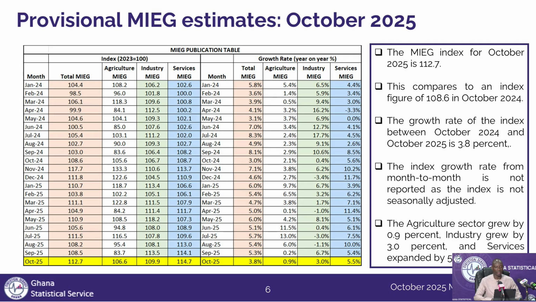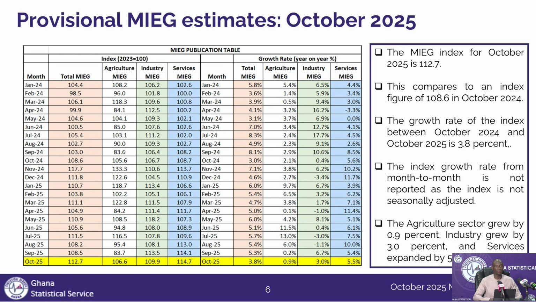The year-on-year growth rate from the MIEG index is 3.8% in October 2025 compared to 3.0% in October 2024. In plain language, this means the economy produced 3.8% more output in October 2025 than in October 2024.